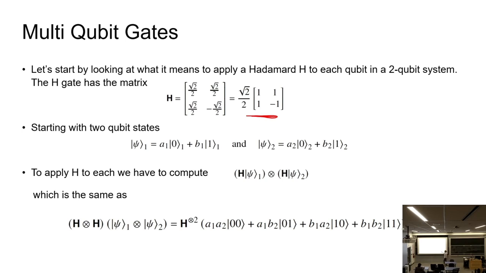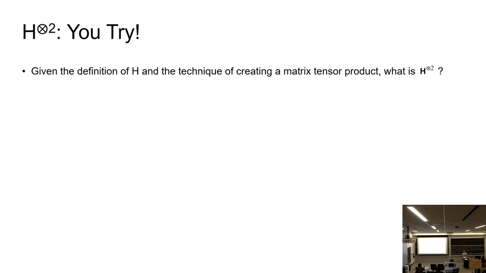We already know what the tensor product of the 2 quantum states looks like. We did that last class. So now we just have to figure out what the tensor product of the Hadamard gates looks like. If you think about the definition of H, I'll rewrite it here: it's the square root of 2 over 2 times 1, 1, 1, minus 1, or if you want to just keep the square root of 2 over 2's in, square root of 2 over 2.